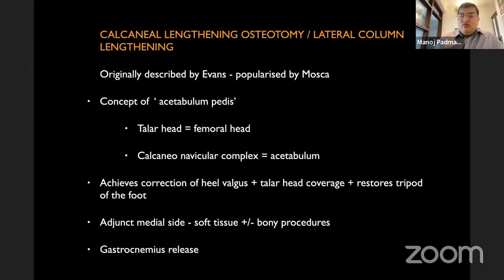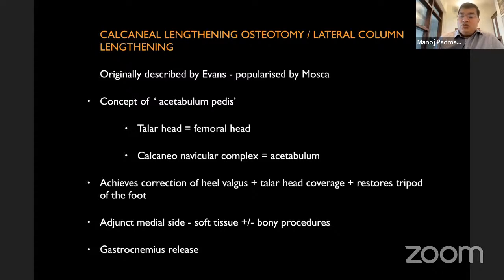So in a child who fulfills the criteria, provided he's a good functioning ambulator, my preferred choice would be a calcaneal lengthening osteotomy, which is also called the lateral column lengthening. It was originally described by Evans, but it's been popularized by Mosca, who highlighted the precise technical tips which are needed to get a good result. And it works on the principle of acetabulum pedis, whereas the calcaneonavicular complex moves around the fixed talar head. Achieves correction of the heel valgus as well as talar head coverage.